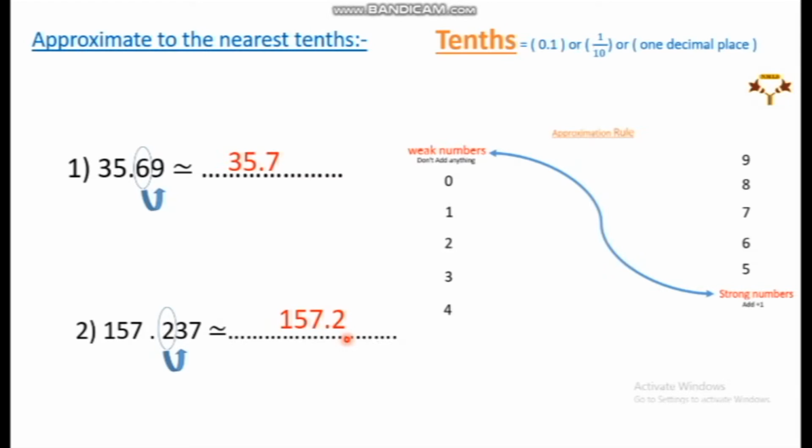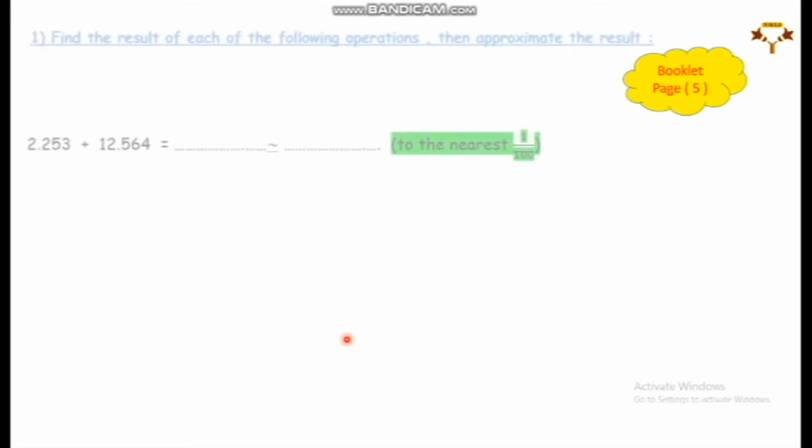Let's go next. Now open your booklet, page 5, and let's see this question together. Find the result of each of the following operations, then approximate the result. First of all, you have to find the result of this operation and approximate it to the nearest 1 over 100, which means hundredths.